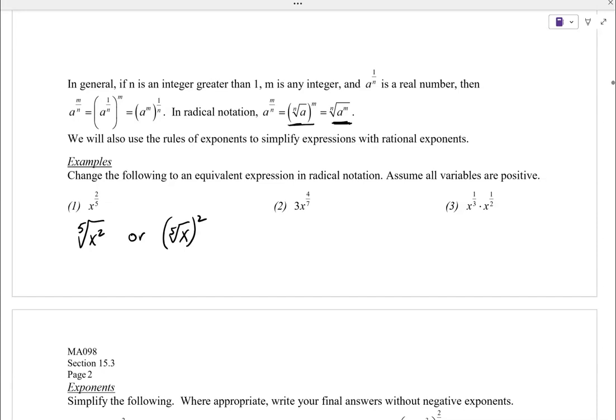Now, when you're writing it with variables, usually you'll see it written in the first way because you don't have the parentheses there. Makes it look a little bit nicer.